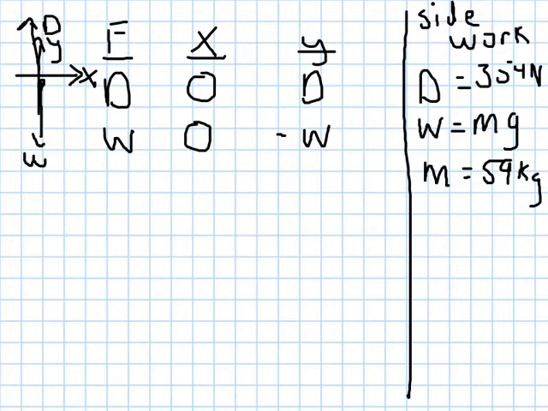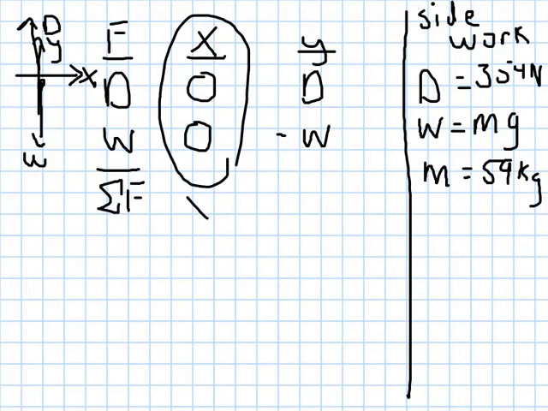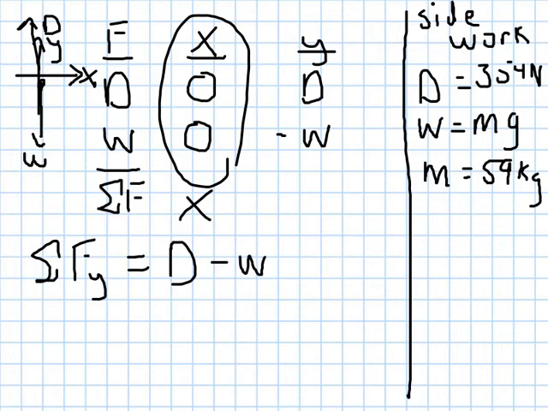So now I'm going to add up these forces. And you know what, there's really nothing to add up in the x coordinate. And so I'm only going to focus on the y. The sum of the y components is equal to drag minus weight. And this is also going to be equal to the mass times the acceleration in the y direction.